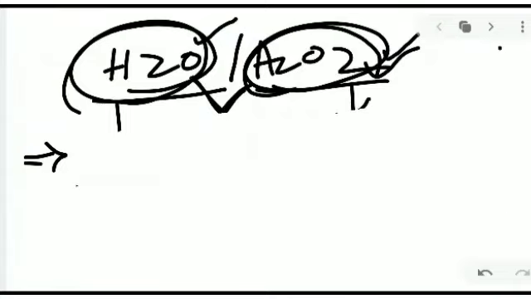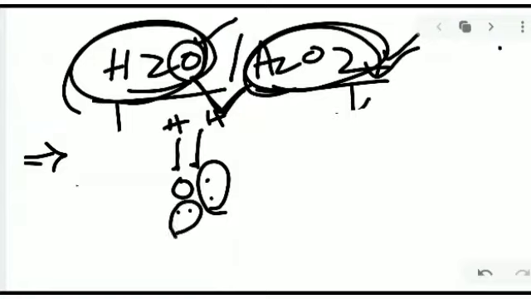First, the formation of water. The central atom is oxygen. Oxygen carries 6 valence electrons. How many hydrogens are there? 1 and 2, so 2 hydrogens. How many pairs of electrons are there? 1 pair and 2 pairs. So this is the structure of the water molecule.